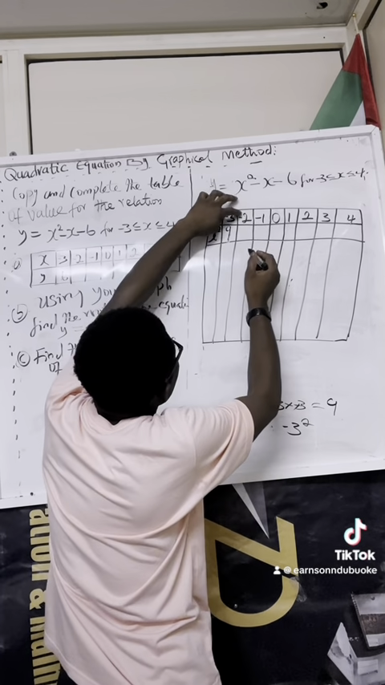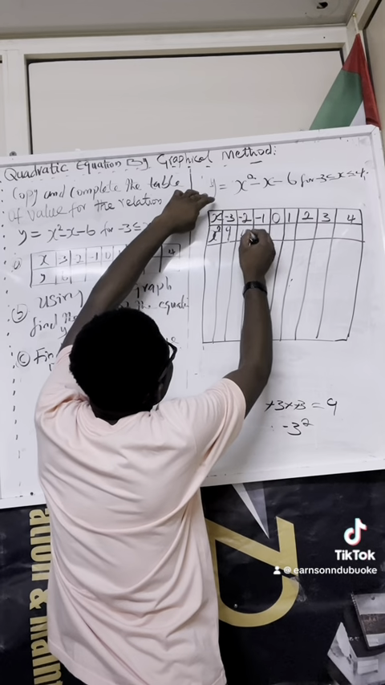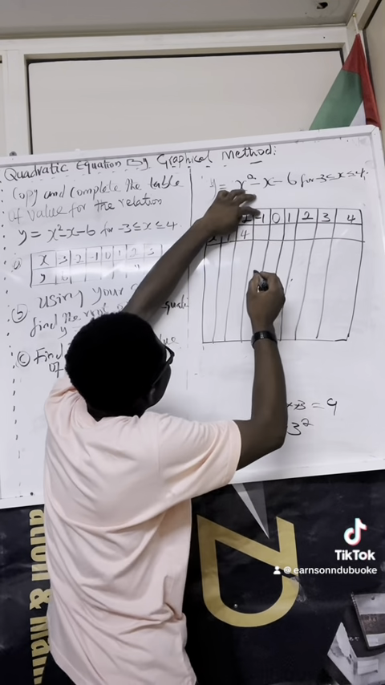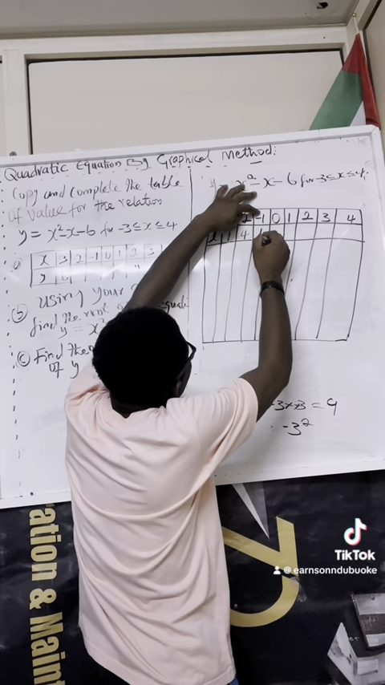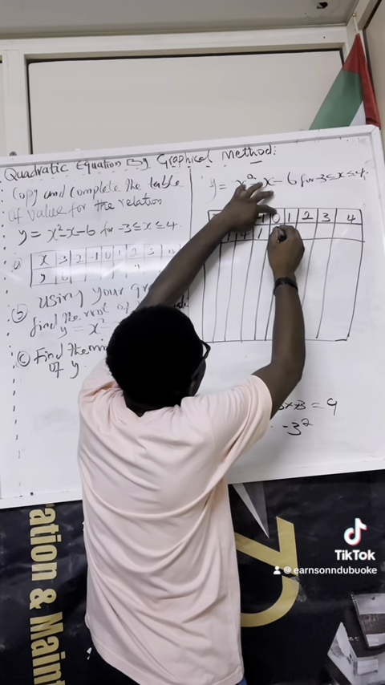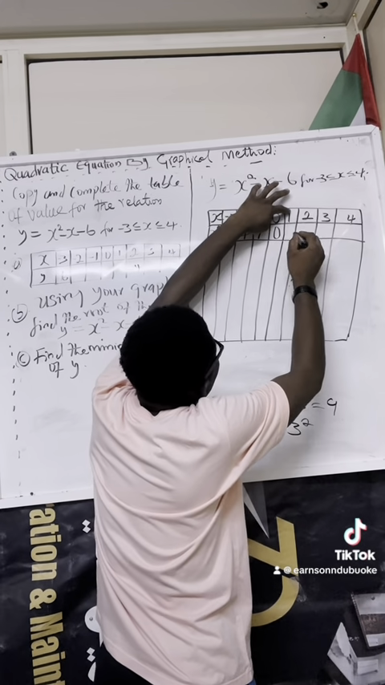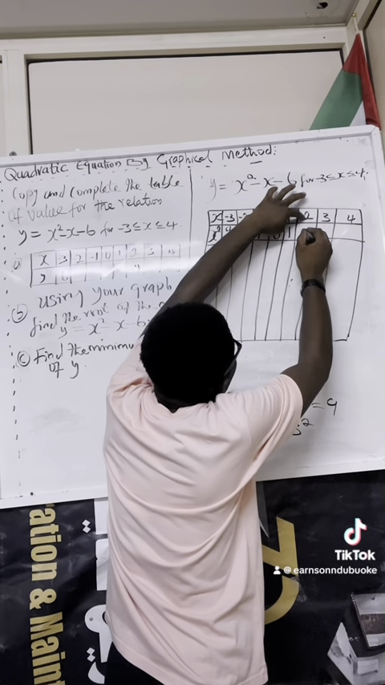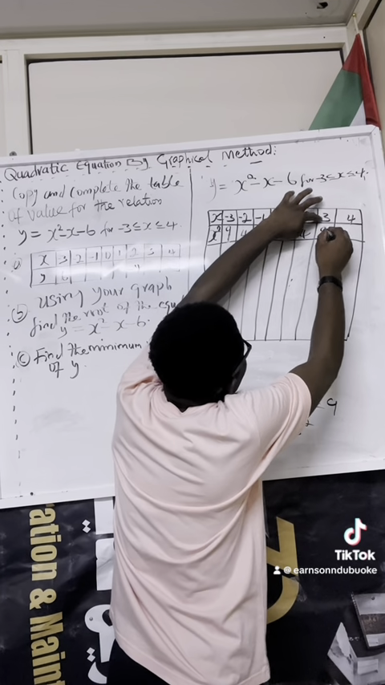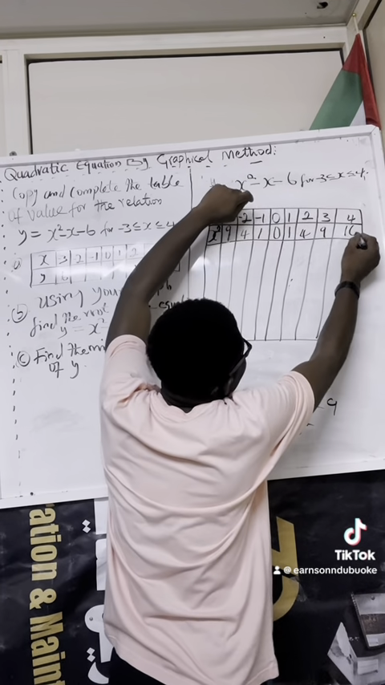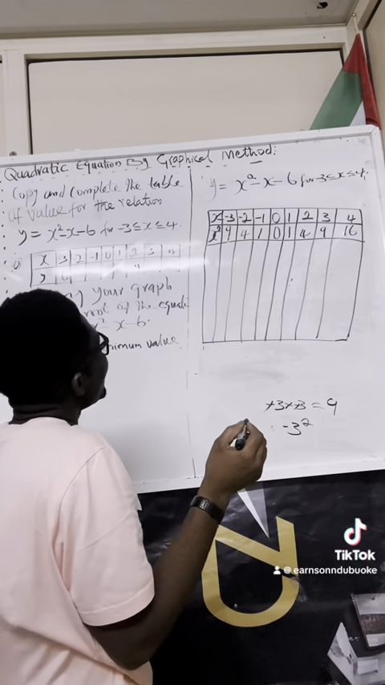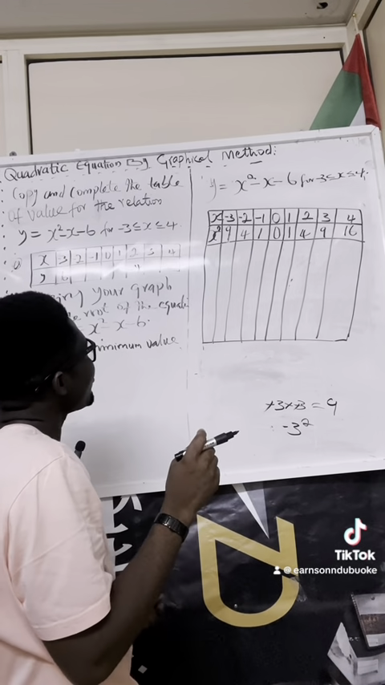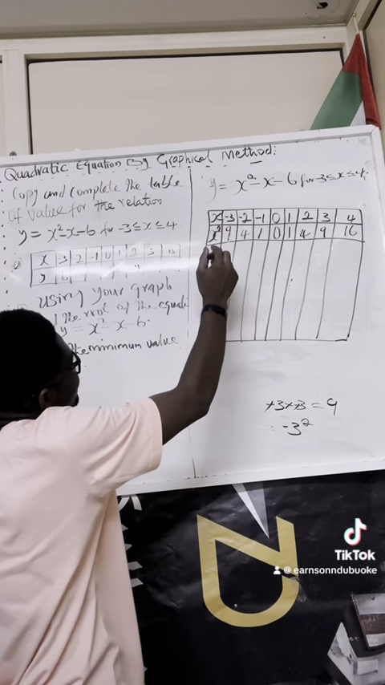Here is -2 squared, we have +4. Here is -1 squared, we have +1. Here 0 squared is 0, 1 squared is 1, 2 squared is 4, 3 squared is 9, and 4 squared is 16, which is 4 times 4. We have finished with the x squared, which is the first row.